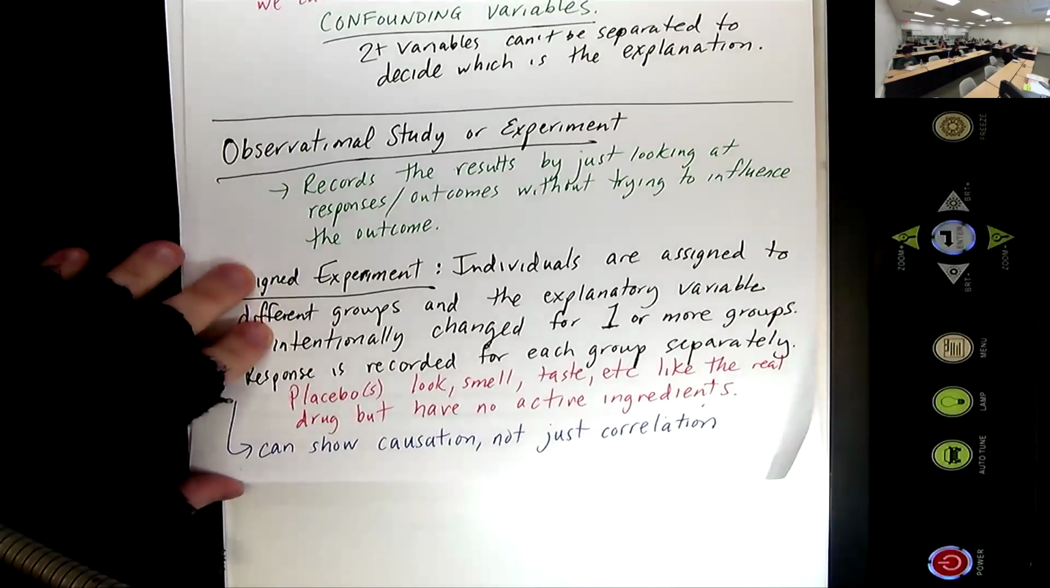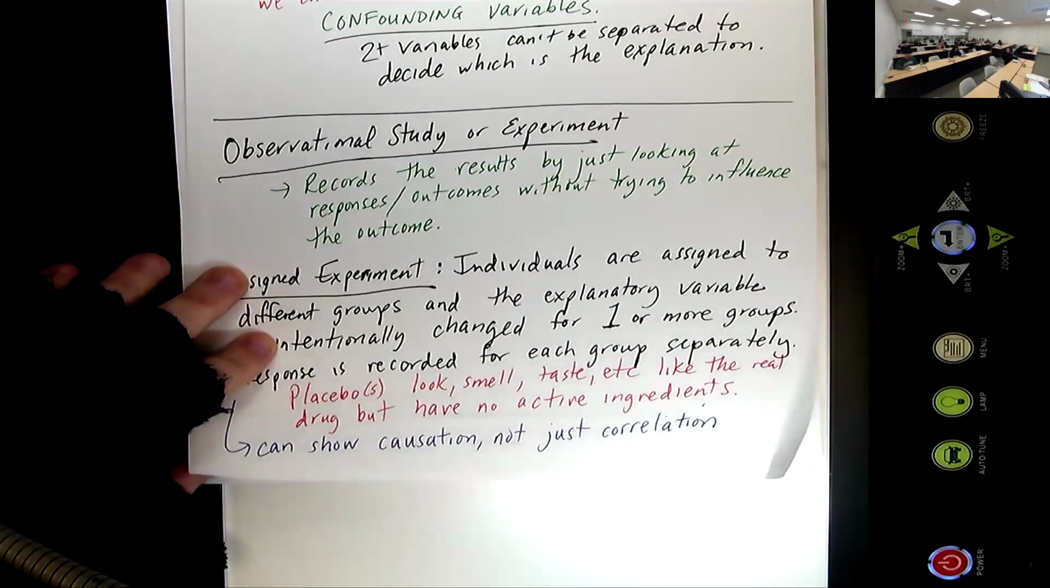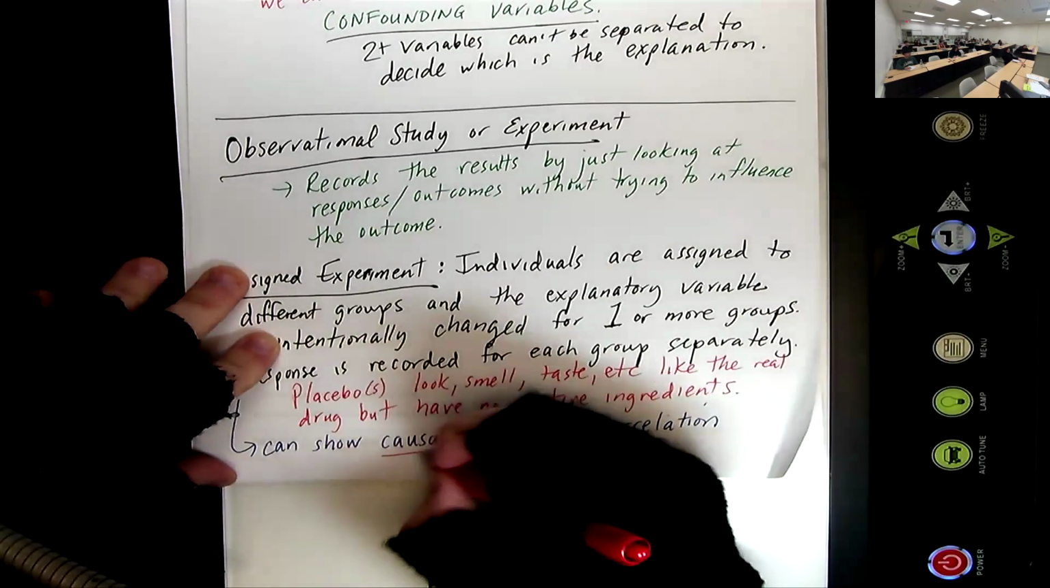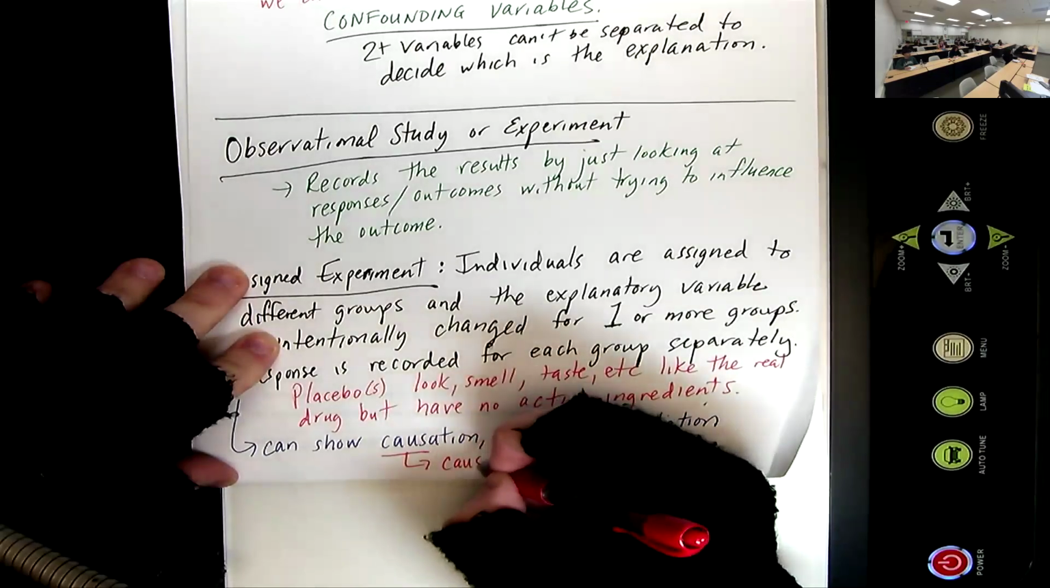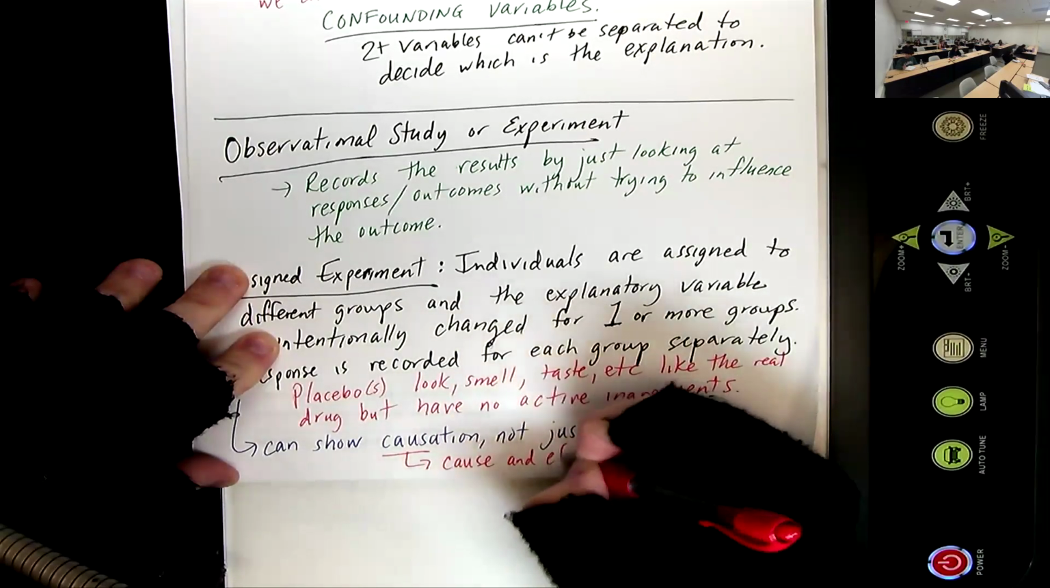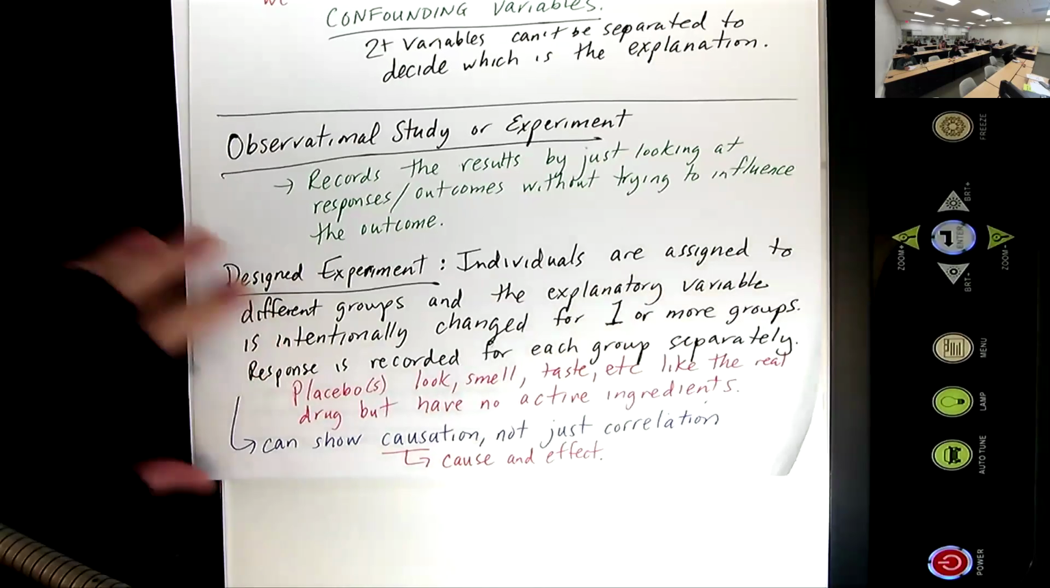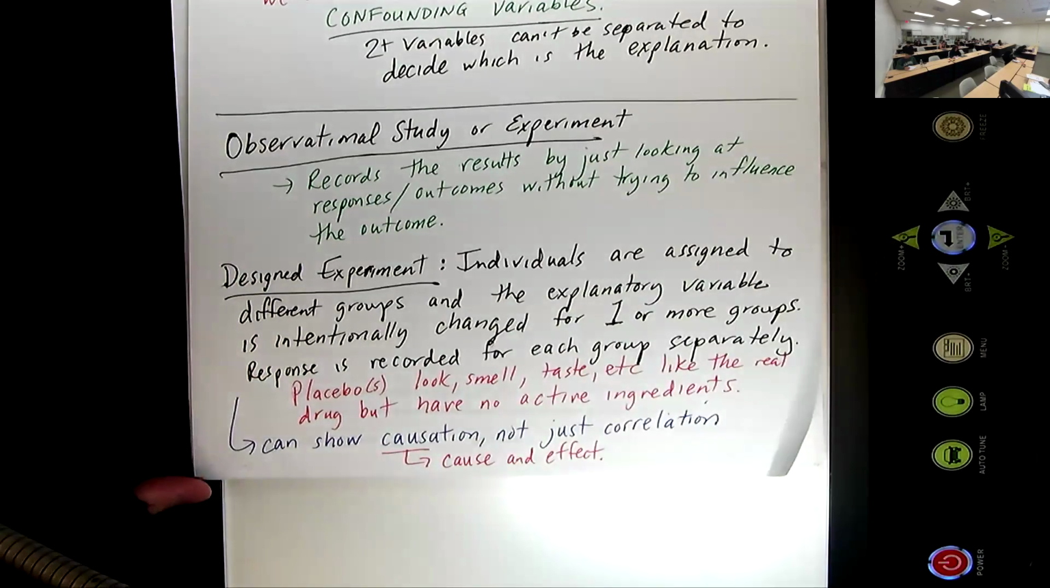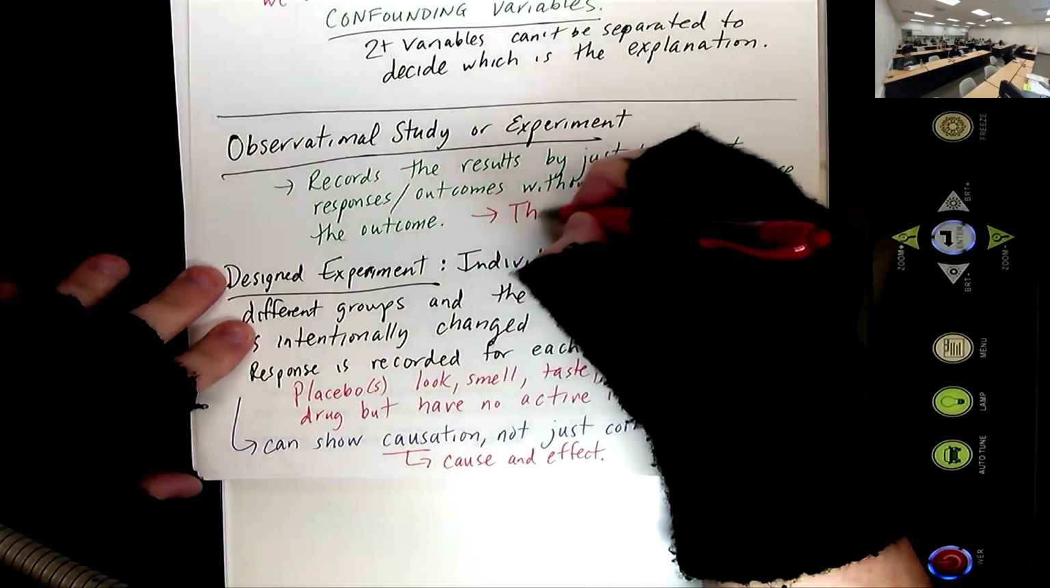You want things that show causation, show some cause and effect. Causation, cause and effect, that's what we want. Sometimes observational studies and correlation is the best we can get. This can only show correlation.